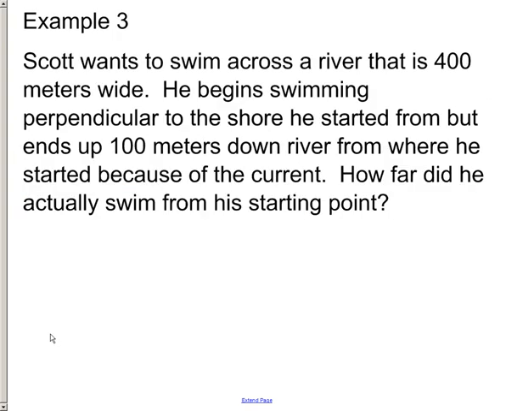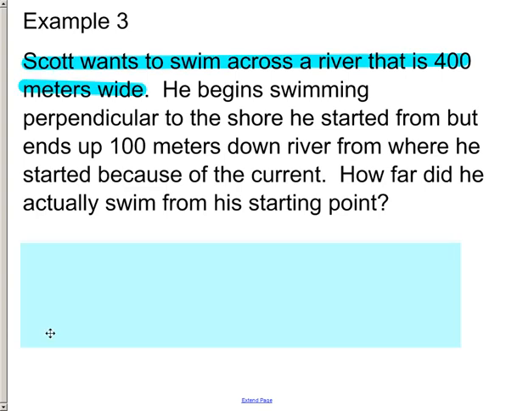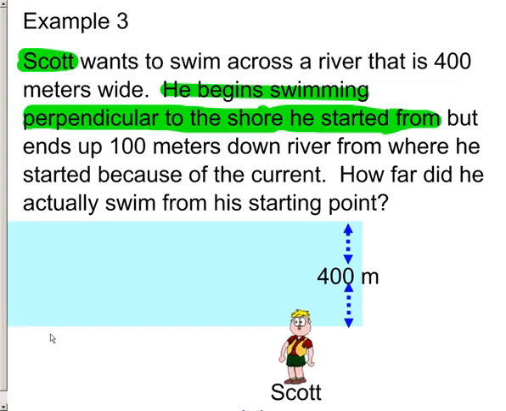Now, example 3 is a little bit tougher, but you'll see these occasionally too. Examples 1 and 2 are the most popular versions. Example 3 is all about this river. So let's take a look at this. Scott wants to swim across a river that is 400 meters wide. So let's draw this river and label it 400 meters wide. He begins swimming perpendicular to the shore he started from. That means Scott is right here, and he wants to dive straight into the water and swim straight across the river. If they want to know how far he swam, if it was just like a lake, that'd be 400 meters.